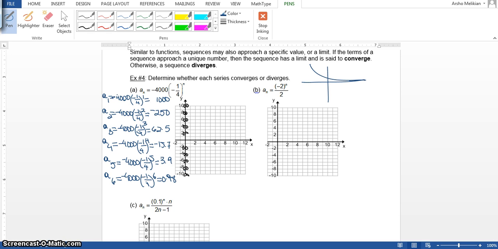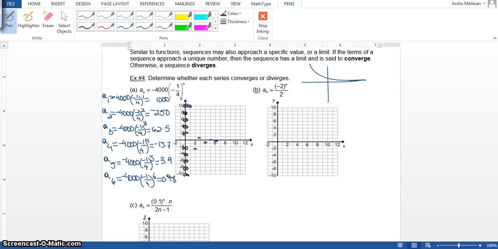When n equals 1, my value is 1,000, so we are all the way up here. When n equals 2, I'm at negative 250 here. N equals 3, I'm at 62.5, so we're alternating between positive and negative. Then we're at negative 15.7, closer to 0. Then we're at 3.9, even closer to 0. Then we're at 0.98, even closer to 0.